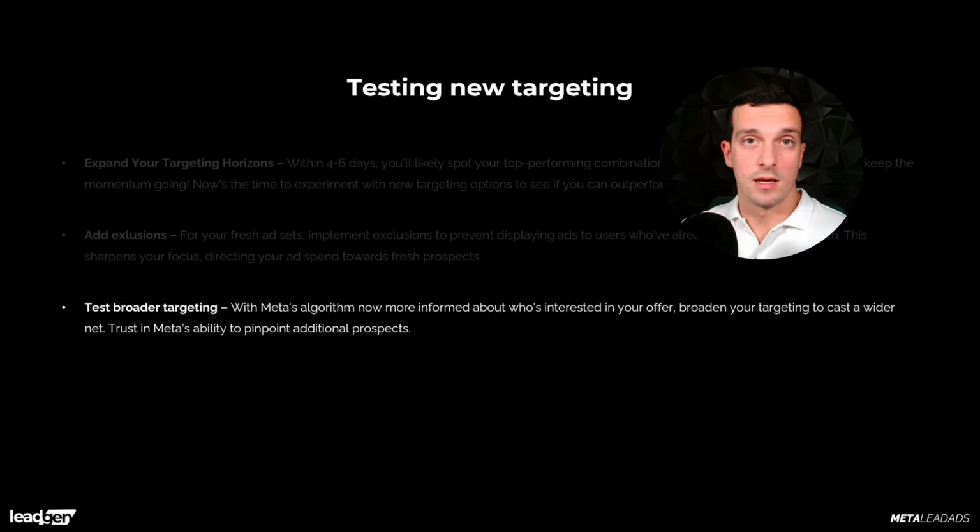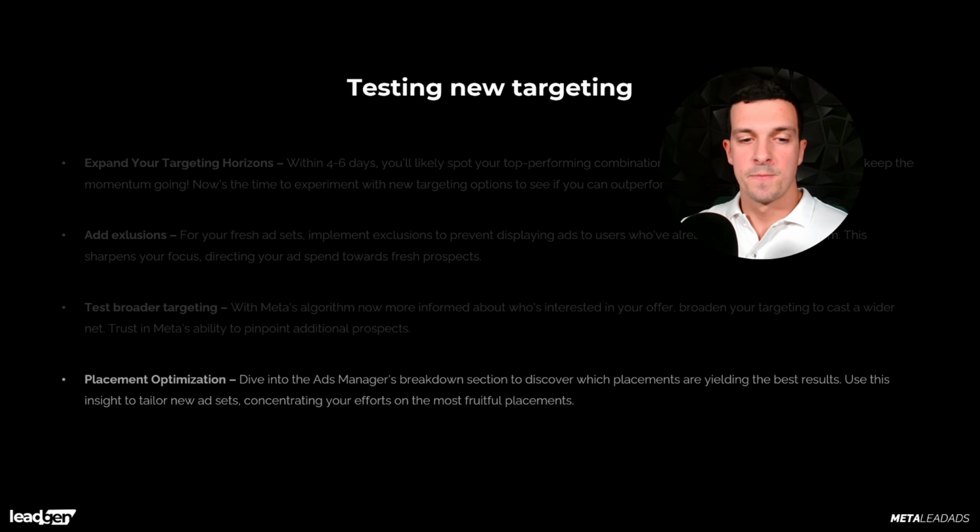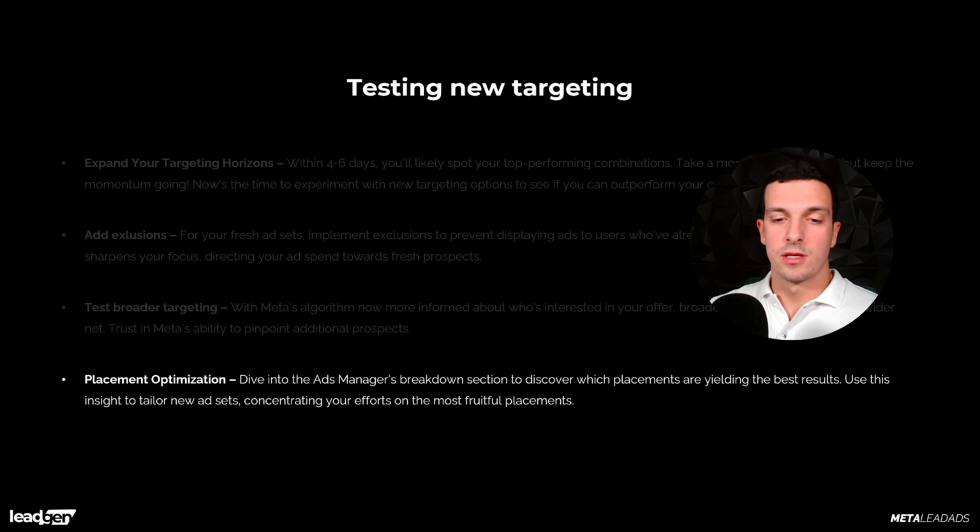So if you get like 20, 30, 50 leads, you can test out broader targeting. If you're targeting locally without any interest, you can just have age, gender, and exclude the leads, and usually this could work out pretty well. Placement optimization. Dive into the Ads Manager breakdown section to discover which placements are yielding the best results. Use this insight to tailor new ad sets, concentrating your efforts on the most fruitful placements.